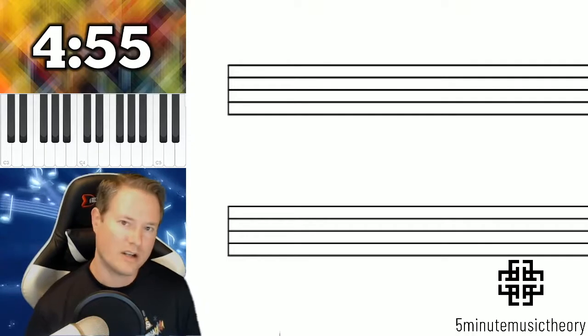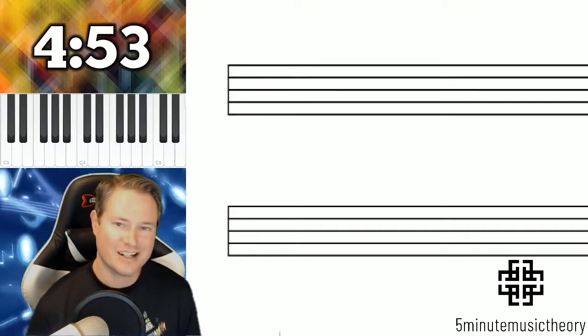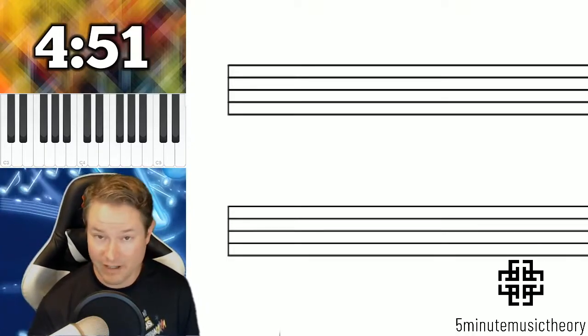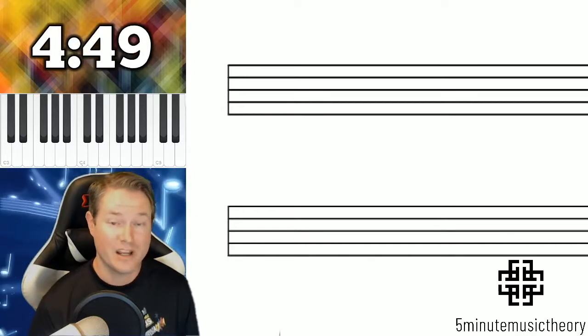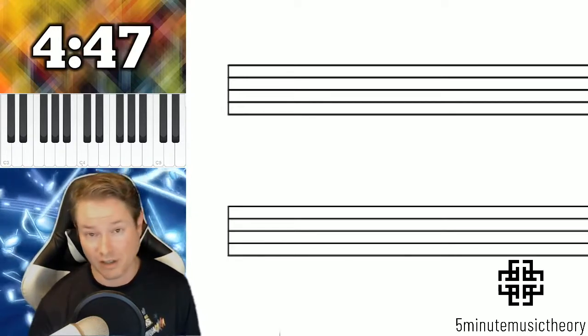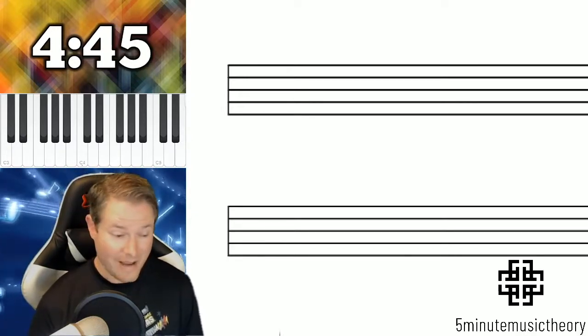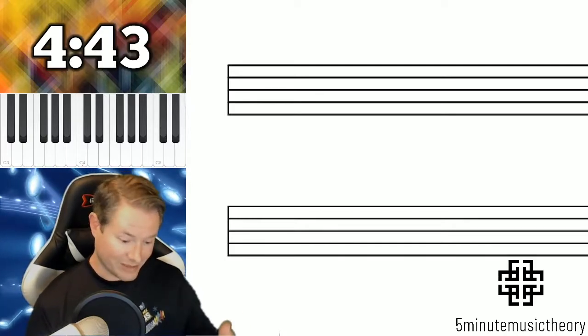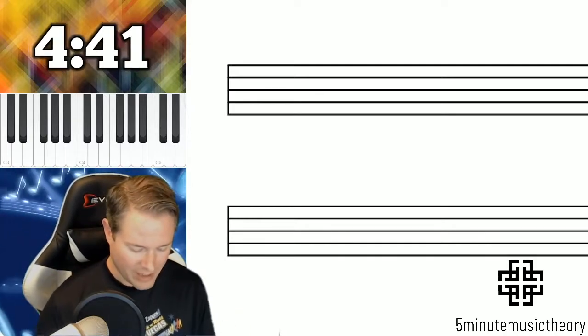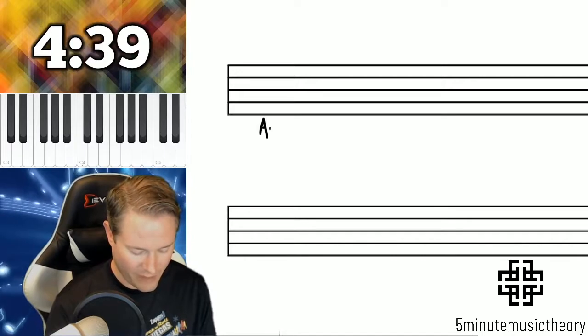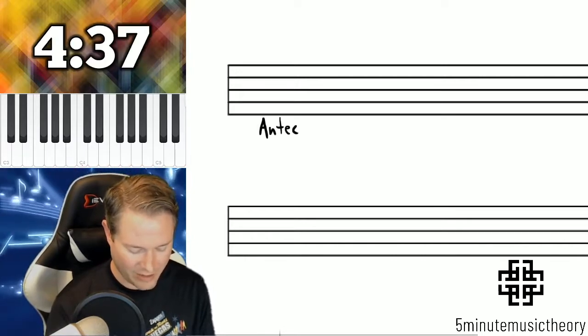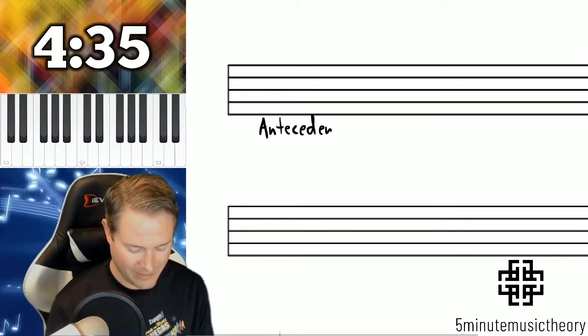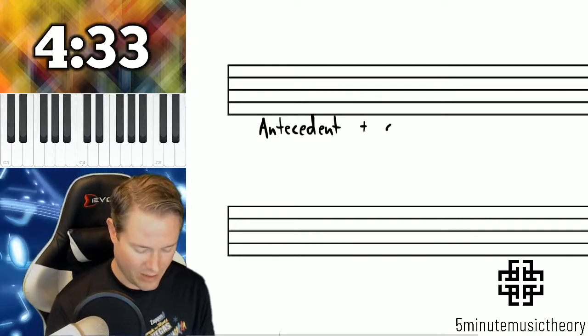And let's talk about what constitutes a phrase. We've already discussed that cadences terminate phrases, so we can find the ends of phrases, and we know about inconclusive versus conclusive cadences, and that's really all that we need to know when we're leading into phrase structure. So we're going to talk in this video about the concept of antecedent and consequent. Antecedent and consequent.